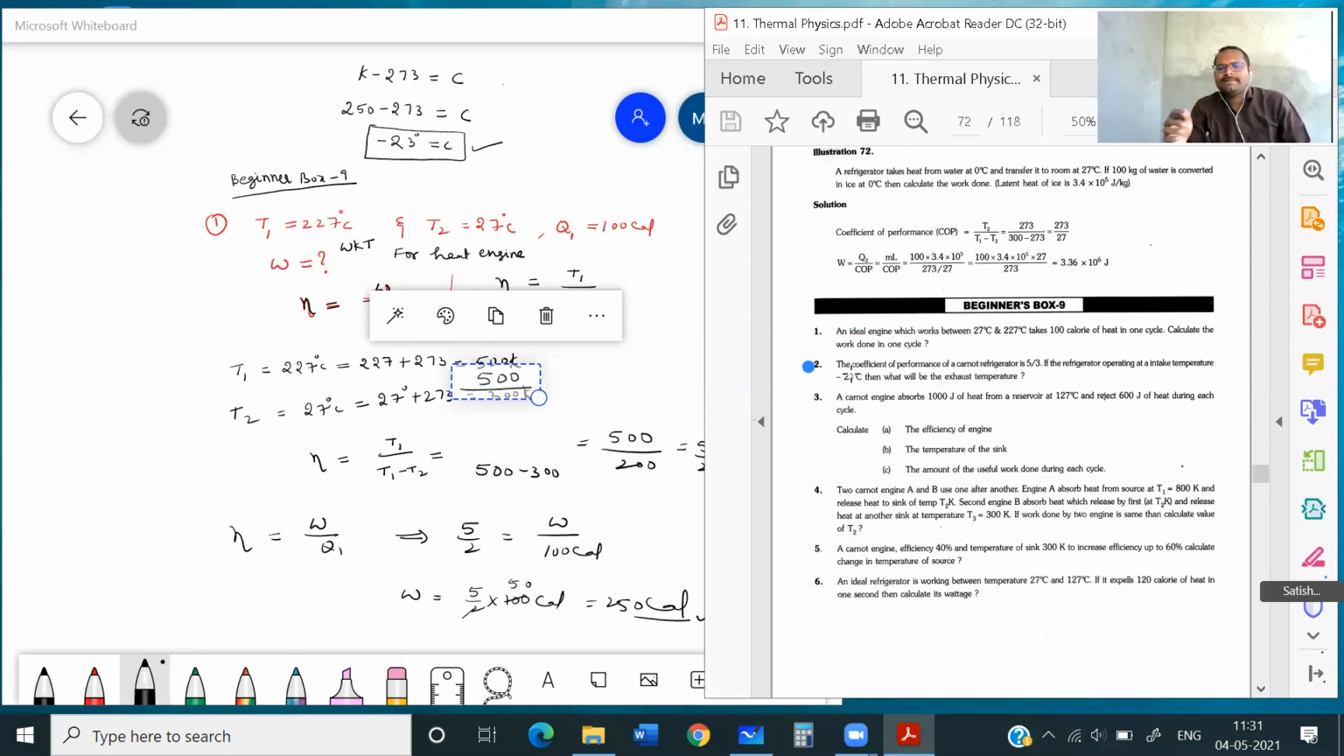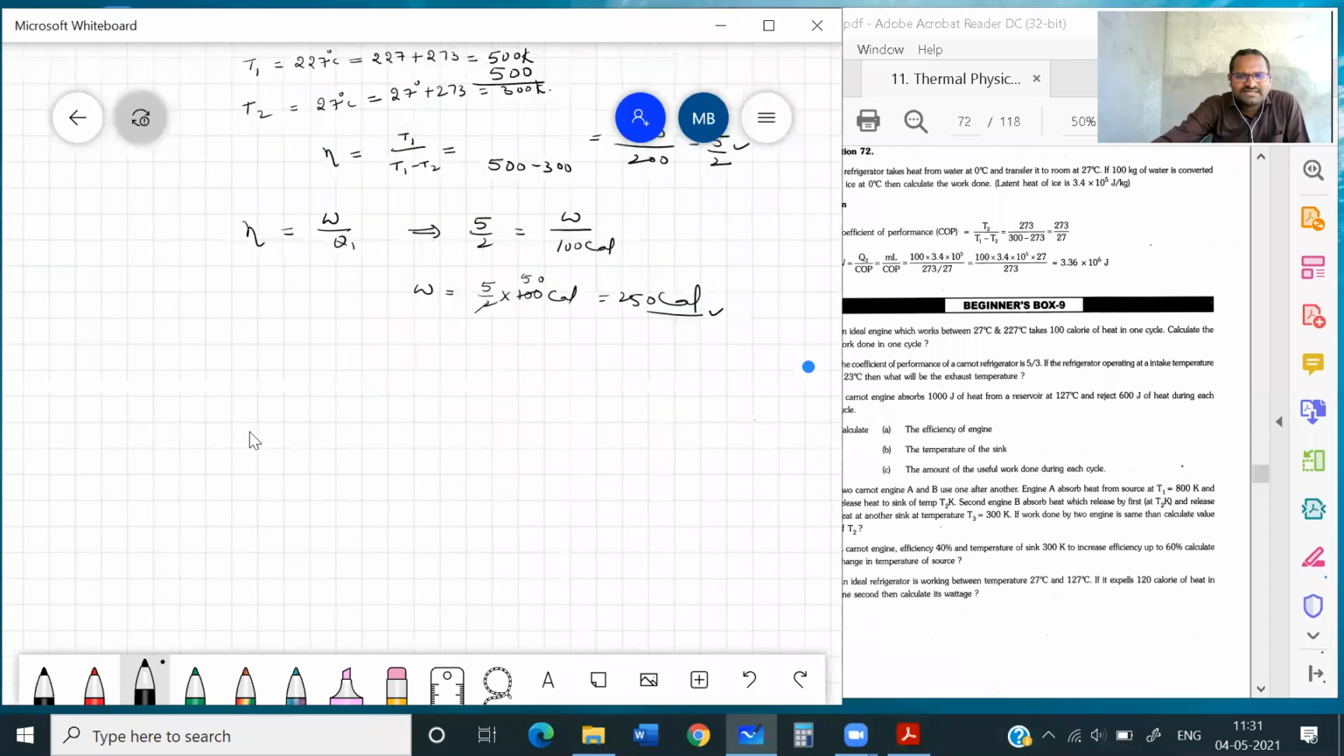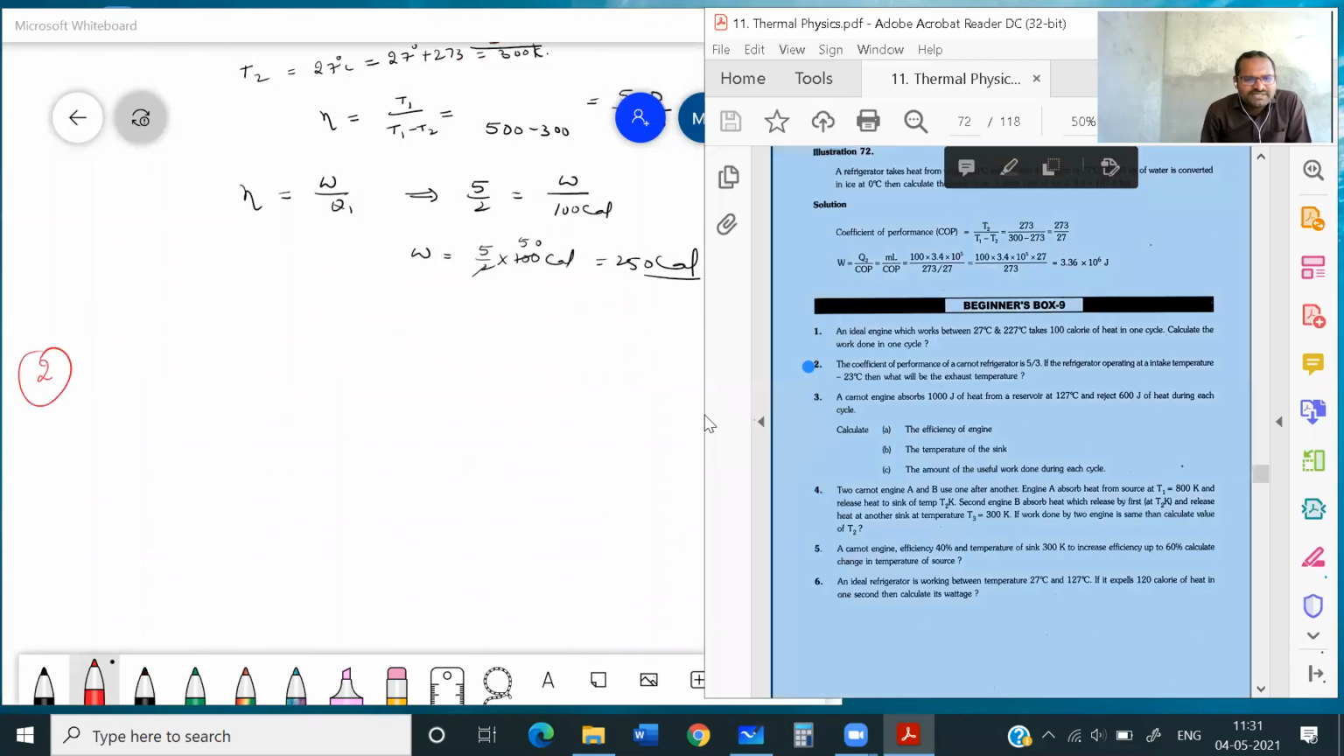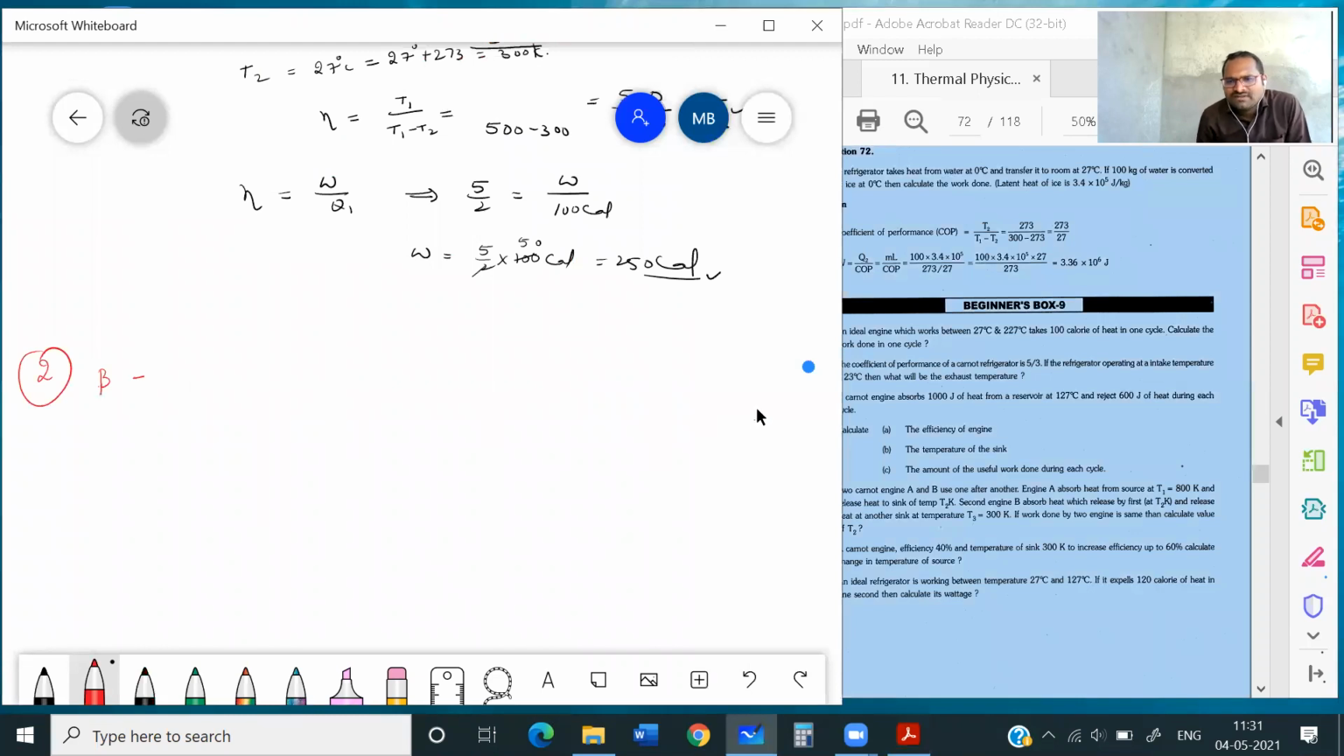See question number 2. The coefficient of performance of a Carnot refrigerator is 5/3. This is about a refrigerator. If the refrigerator is operating at a final temperature of minus 23 degrees centigrade, what will be the exhaust temperature? Let us calculate. Question number 2. Coefficient of performance they have given. Beta is equal to 5/3.